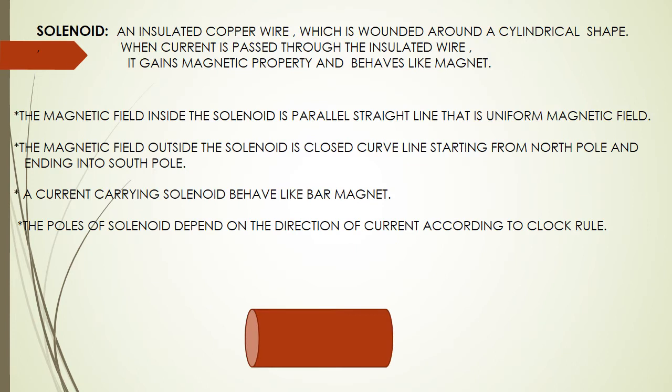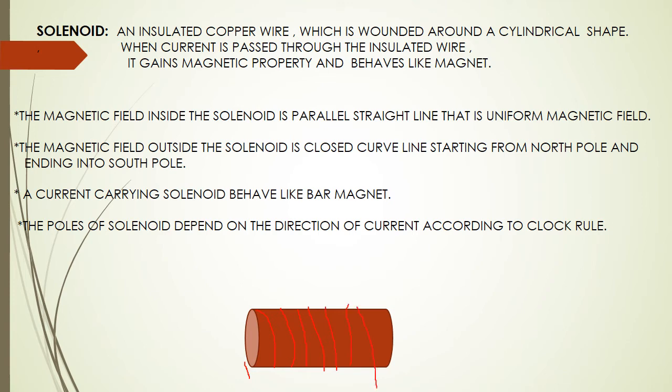Now we come to the solenoid. So what is a solenoid? A solenoid is an insulated copper wire which is wound around a cylindrical shape. When current is passed through this insulated wire, it behaves like a bar magnet. This is the cylinder, so the wire is wrapped around this cylinder. One end of the wire is here. This is called a solenoid. The wire is wrapped on the cylinder, and when current is passed through this insulated copper wire, it will behave like a bar magnet.